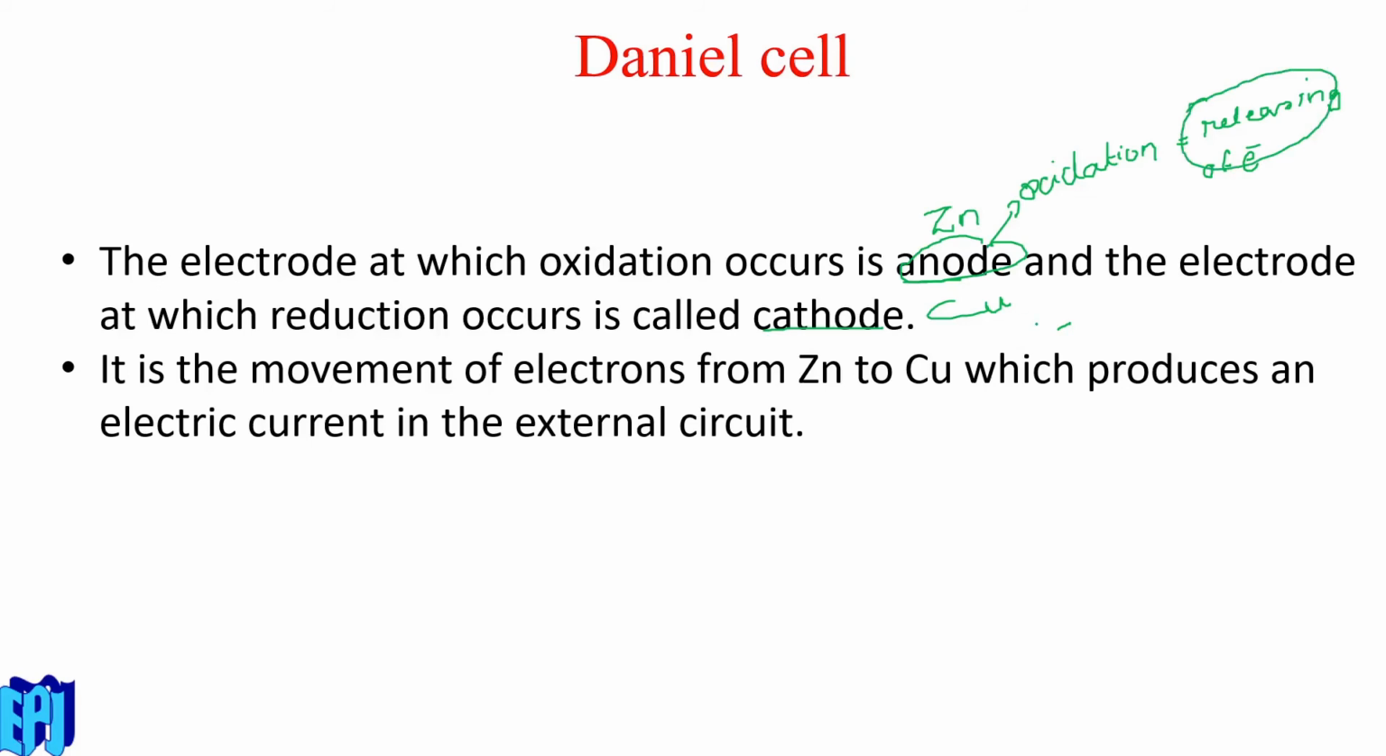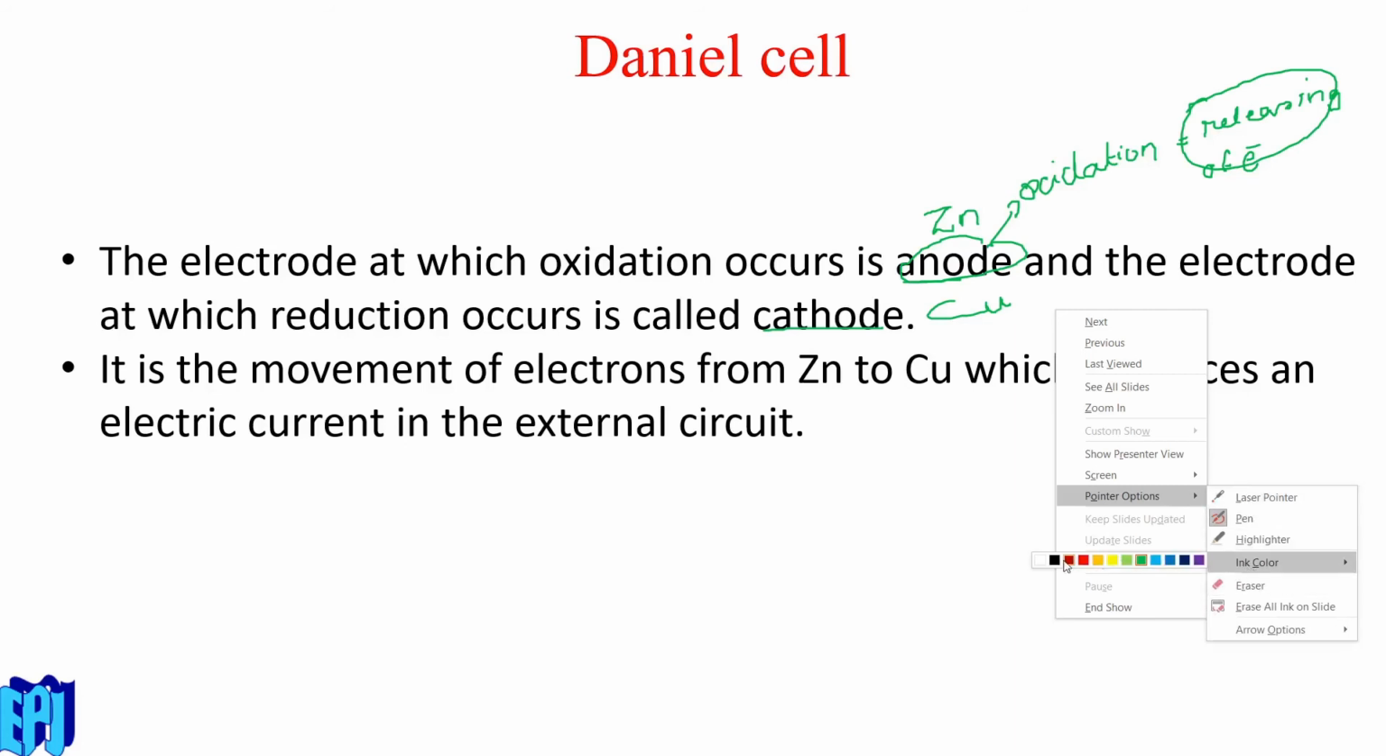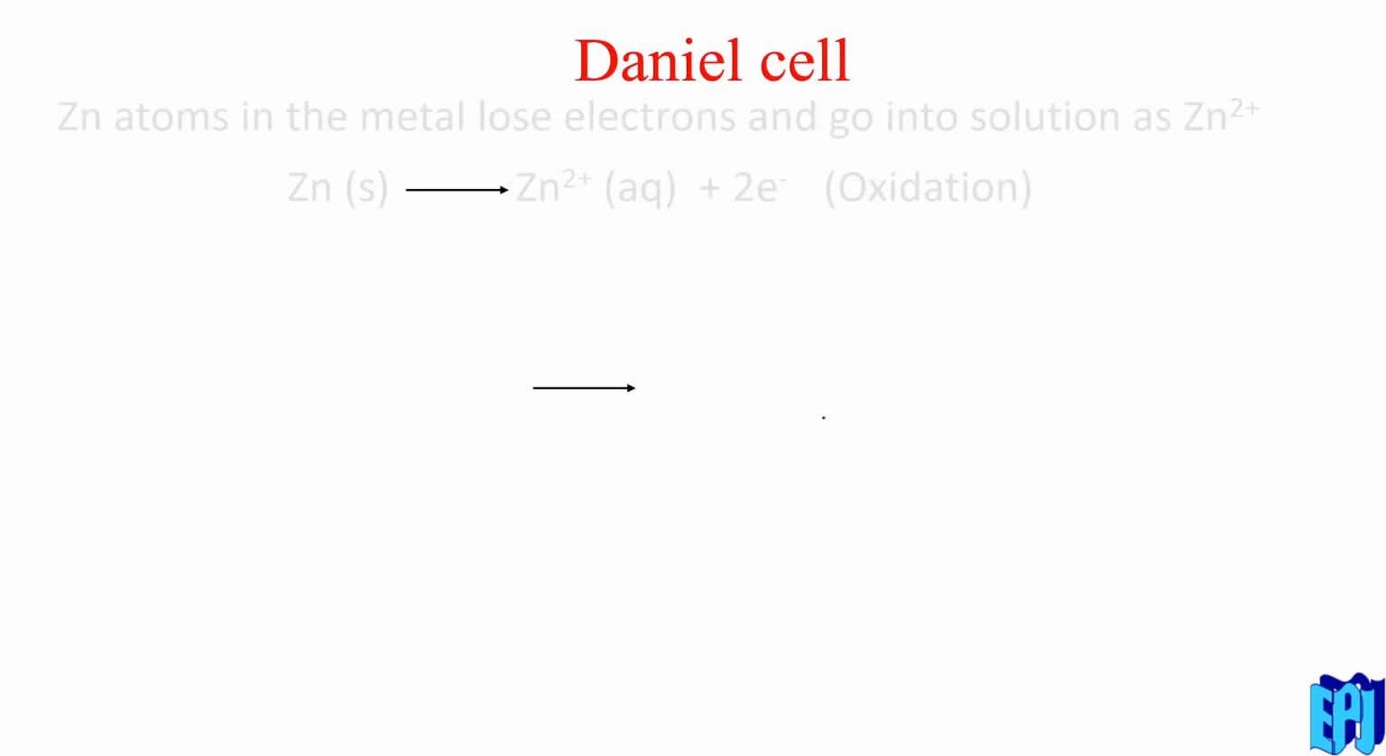And the cathode accepts electrons. That is the main difference between them. Let us move to the next. So we can say that the movement of electrons is always from zinc to copper, which produces an electrical current in the external circuit. The next topic is the Daniel cell reactions.